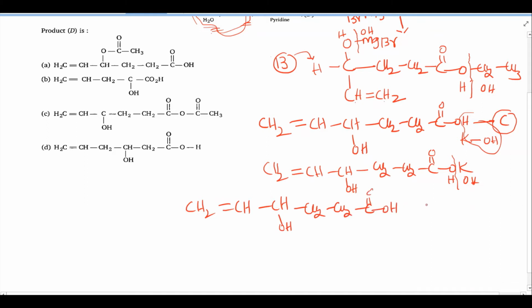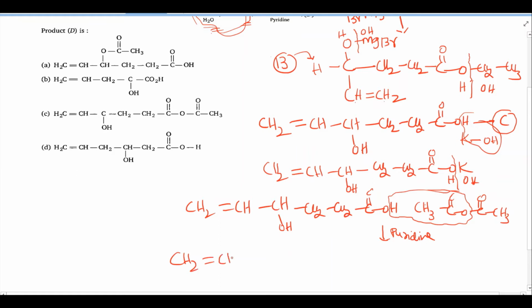This is then treated with acetic anhydride, CH3COOC double bond OCH3. Pyridine is the solvent. Here acetic acid is eliminated, so this is an esterification reaction. Then we have CH2 double bond CH, CHOH, CH2, CH2, C double bond O, and the acetate group. This is our new product.